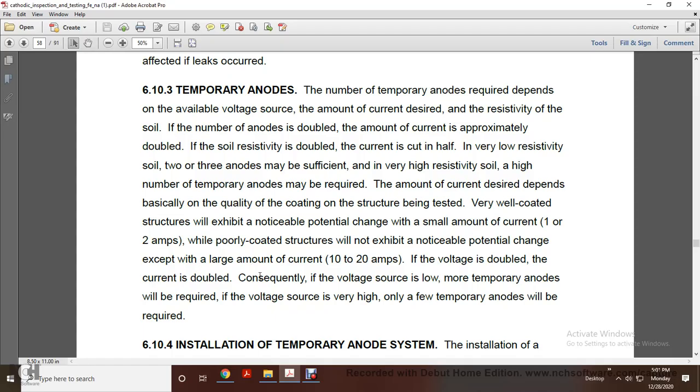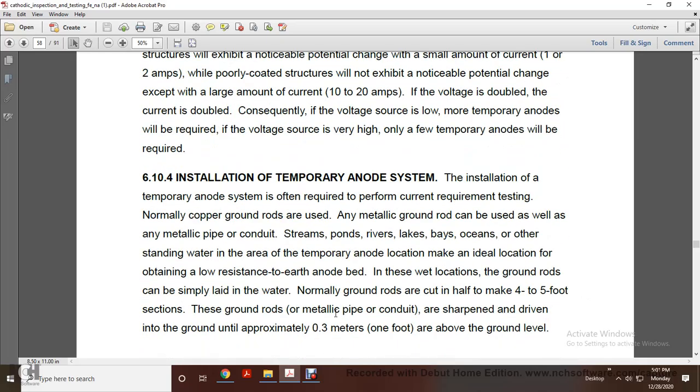If the current is double, consequently if the voltage source is low, more temporary anodes will be required. If the voltage source is high, only a few temporary anodes will be required. Alright, 610.4, installation of temporary anode system. Installation of the temporary anode system is often required for current requirement testing.